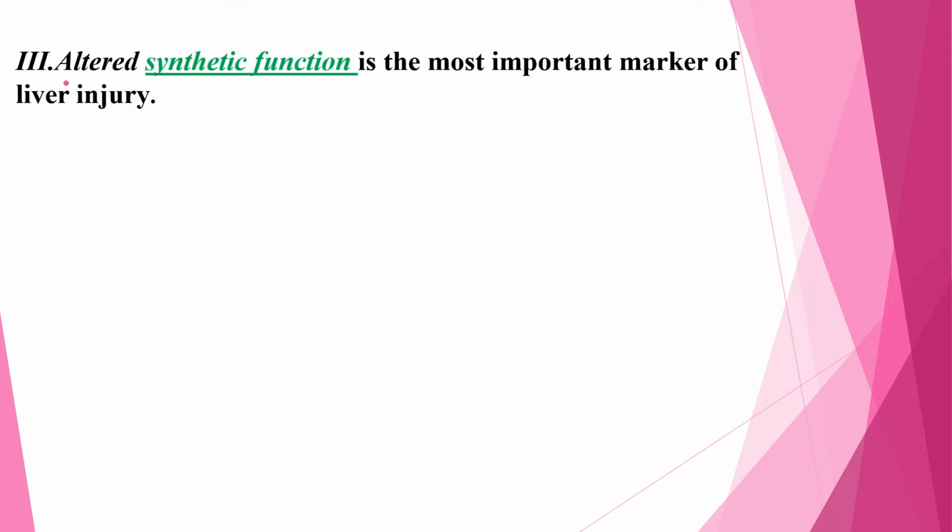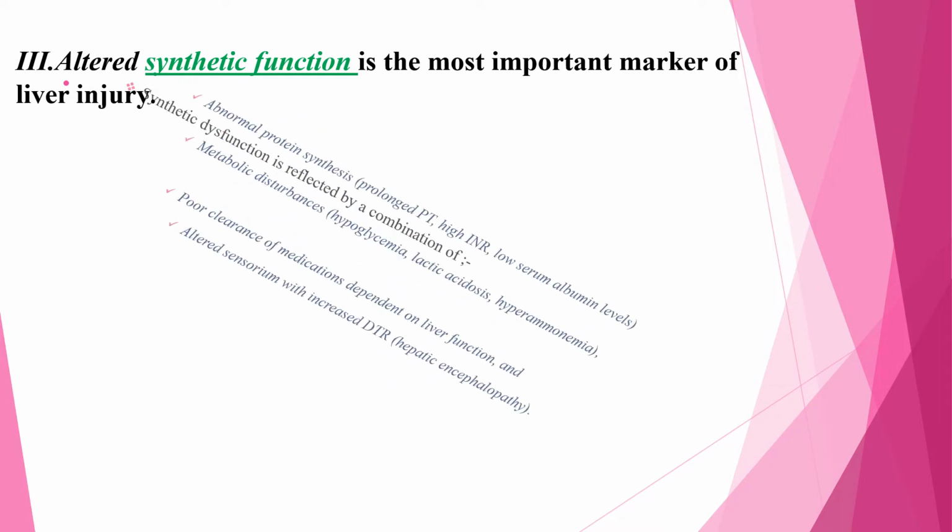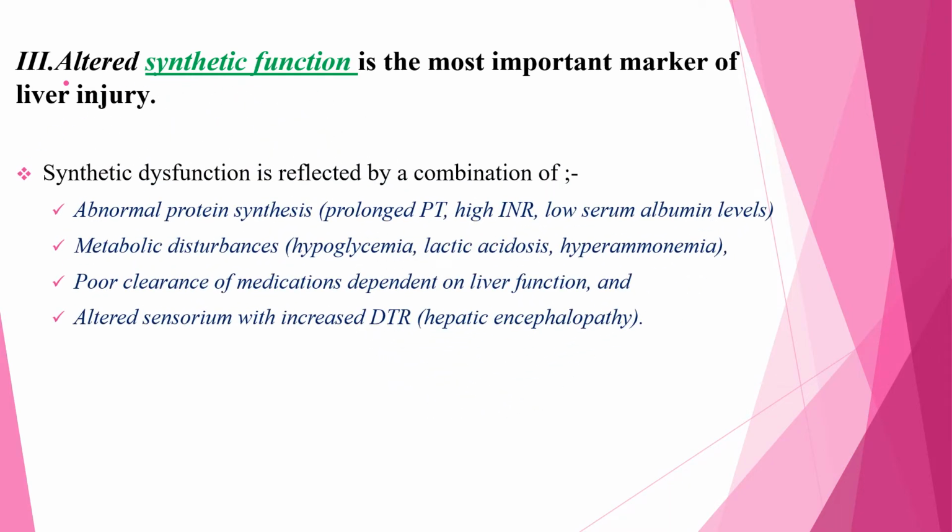The third one is altered synthetic function, which is the most important marker of liver injury. Synthetic dysfunction of the liver is reflected by a combination of abnormal protein synthesis such as prolonged PT, high INR, and low serum albumin levels; metabolic disturbances such as hypoglycemia, hyperammonemia, and lactic acidosis; poor clearance of medications dependent on liver function; and altered sensorium with increased deep tendon reflexes, which is a sign of hepatic encephalopathy.